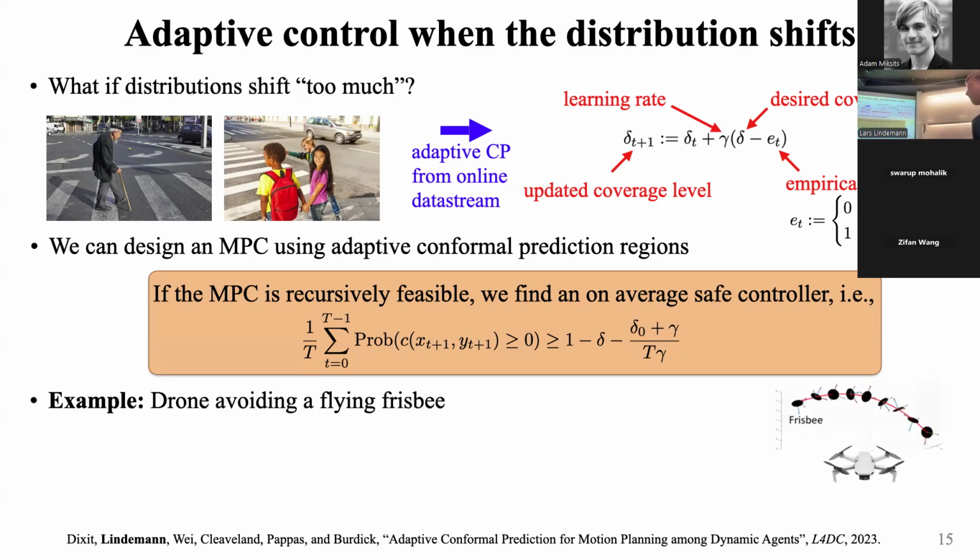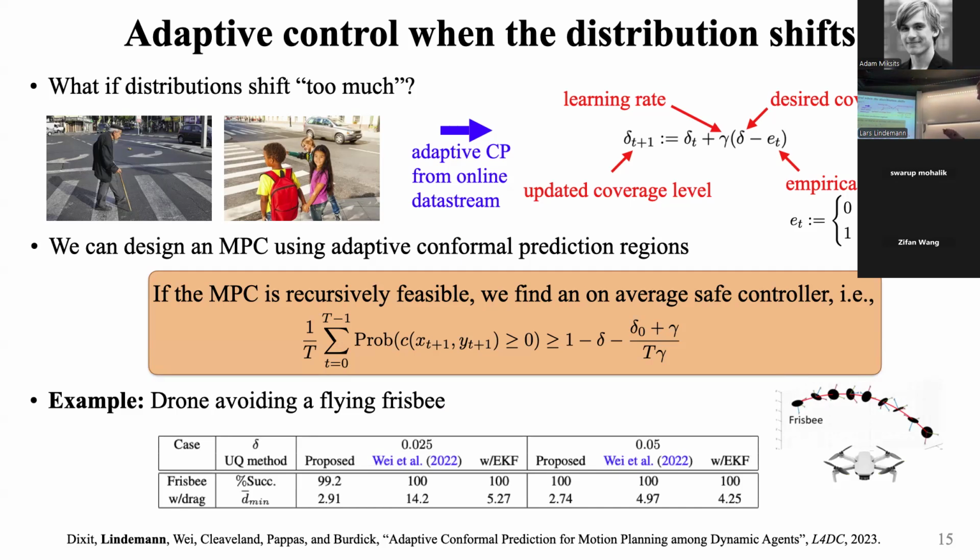Now, we implemented this on a case study where we had a drone that was avoiding a flying frisbee. The flying frisbee had nonlinear dynamics and some noise on it. I don't want to spend too much time on it. I just want to show a comparison. So our method, shown here in this column, compared to a method of my collaborator using an extended Kalman filter, we were aiming here for 97.5% coverage guarantees, right?